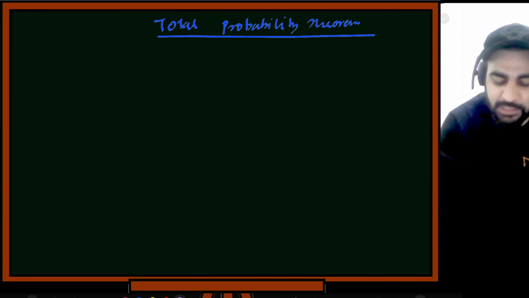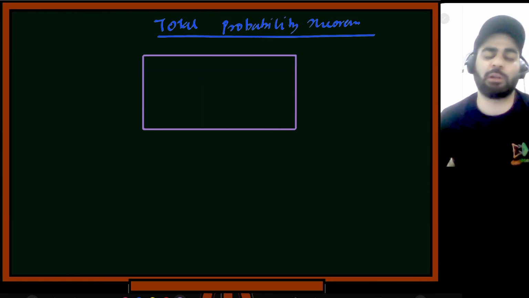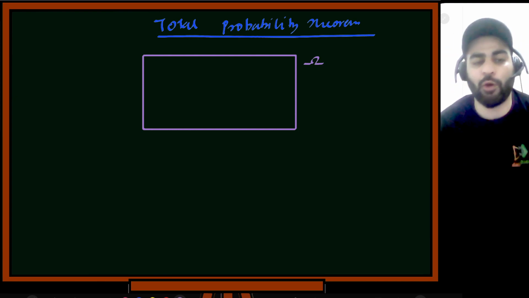Let's now see a picture first, and after that we'll compute what this total probability theorem is all about. Let's suppose this is our sample space denoted by omega.